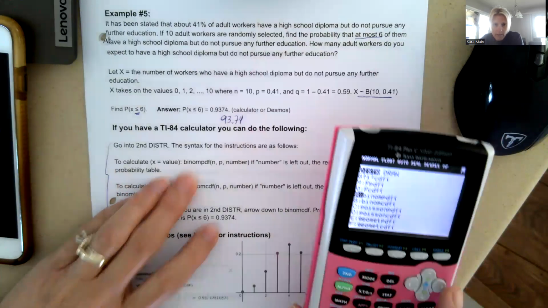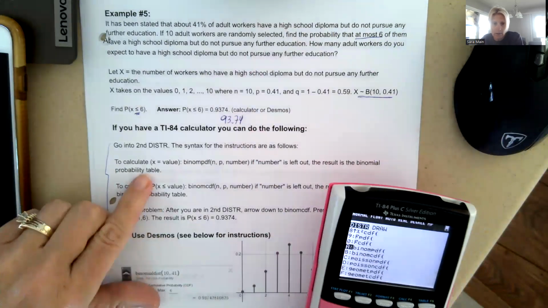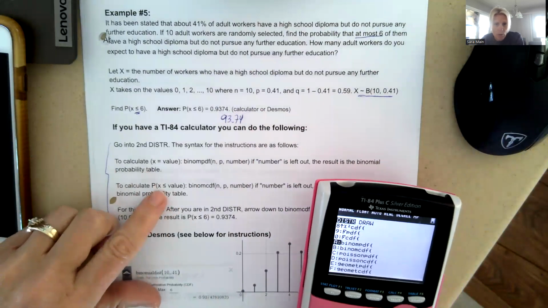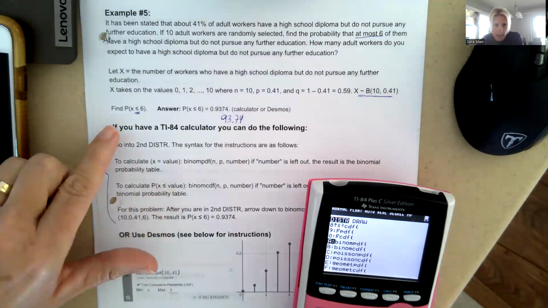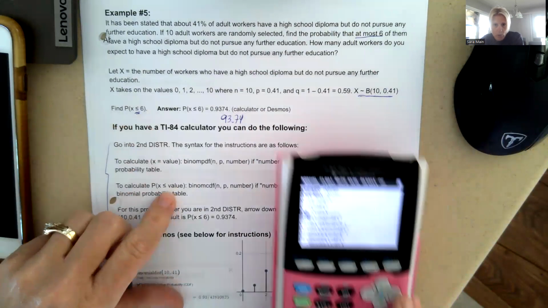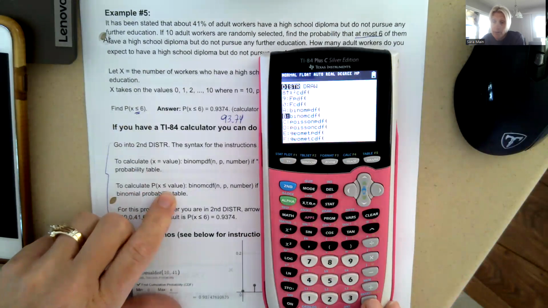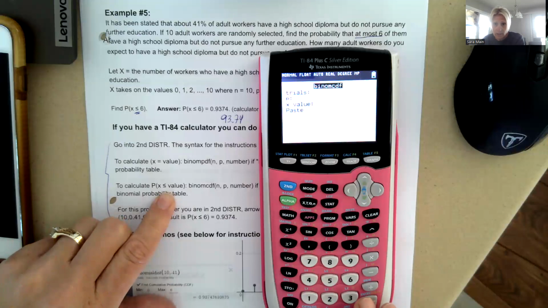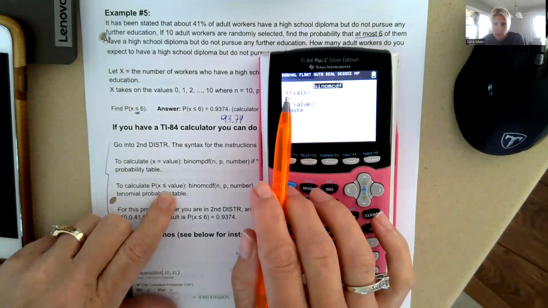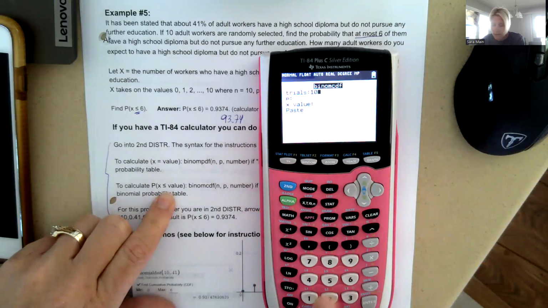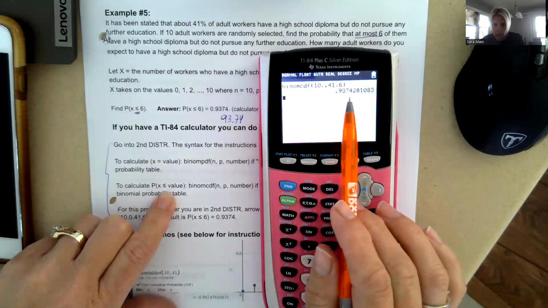So the PDF is if you want an exact value. But because we want a cumulative, we're including everything up through 6, we're going to use the CDF. Now, only use the TI-84 calculator if you have one, if you want to learn how to use it. Otherwise, follow my Desmos instructions. So if you're using the CDF, you're going to put in the number of trials is 10, the probability of success is 0.41, and we want to know up through 6. So we're going to go down and hit paste. And it looks something like this, and we get 0.9374.